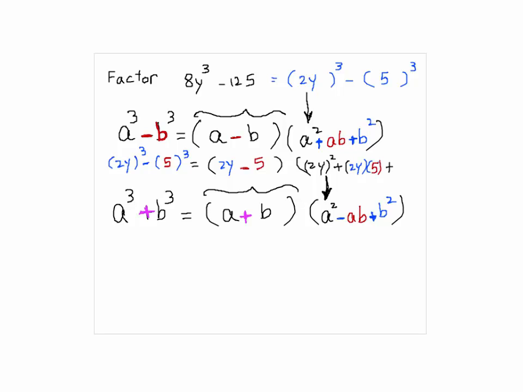So it would be plus, again your b is 5 squared. I'm going to use brackets here instead of parentheses, since I'm introducing these parentheses right now. Okay, so there we have it. This would be 2y minus 5 times 4y squared plus 10y plus 25. This is how you factor a difference of cubes.